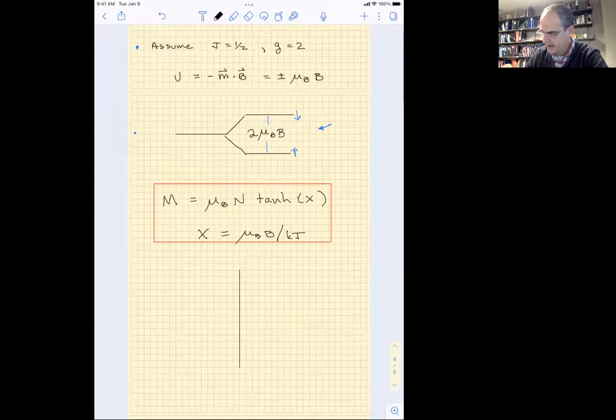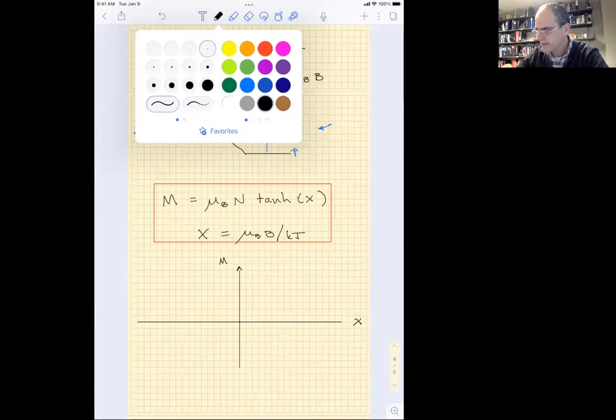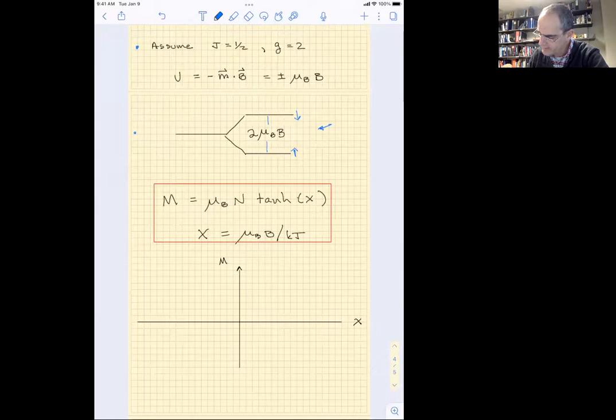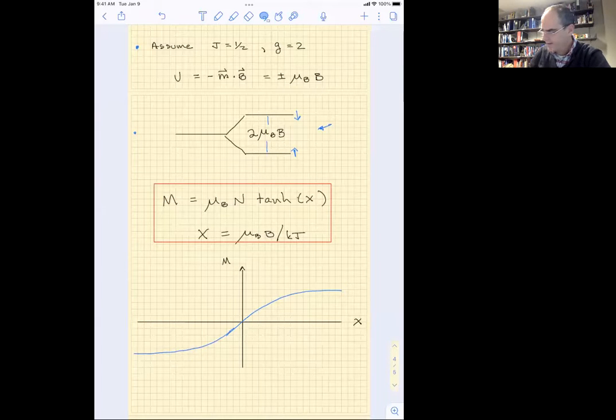Here we can illustrate it if we make a plot or a sketch. So let's make a sketch here of the magnetization as a function of x. Of course, since x is proportional to magnetic field, it's really magnetization as a function of magnetic field in a way. And let me try to draw this. I'm saying try because it might be a little hard for me to do that. It might take a couple of tries. Okay, here we go. Not so good. Let me try once more. Okay, that's a little bit better. Magnetization as a function of x, okay?